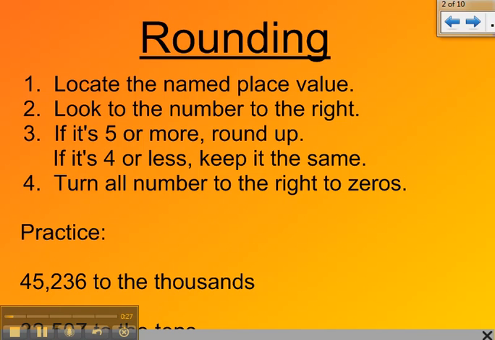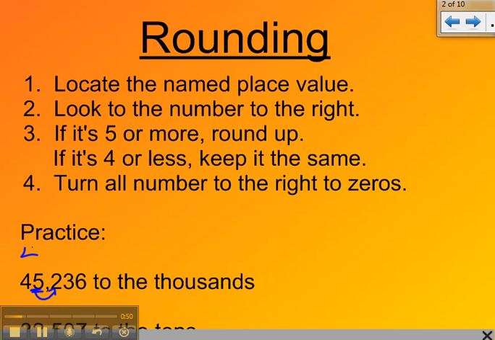If I have 45,236 and I want to round that to the thousands place, well, first thing I need to do is locate the named place value. The 5 is going to be in my thousands place. I look to the number to the right. So I'm going to look over here to my 2. If it's 5 or more, I'm going to round up. If it's 4 or less, I'm going to keep it the same. It's less than 4, so I'm going to keep it the same.